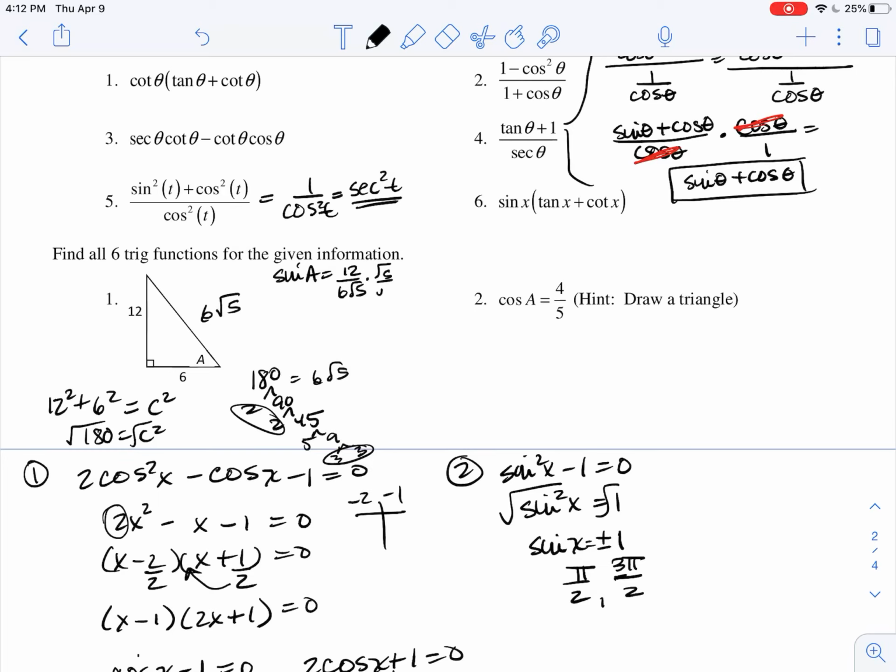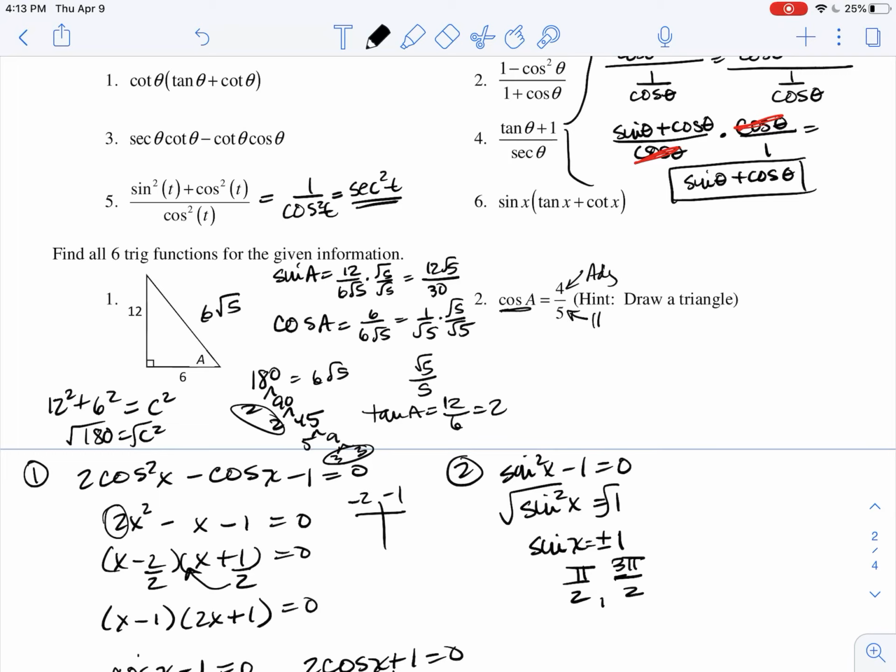Now you can go through sine of A, opposite over hypotenuse. And you could rationalize, so I'd multiply by 5 over 5. 12 roots 5 over 6 times 5 is 30, and then you could reduce that. Cosine is adjacent over hypotenuse. This time I reduced first. I have no idea why. I just did. Rationalize, so root 5 over 5. Tangent, opposite over adjacent, so 12 over 6, which is 2. And then just reciprocate each of those, and you have the rest.